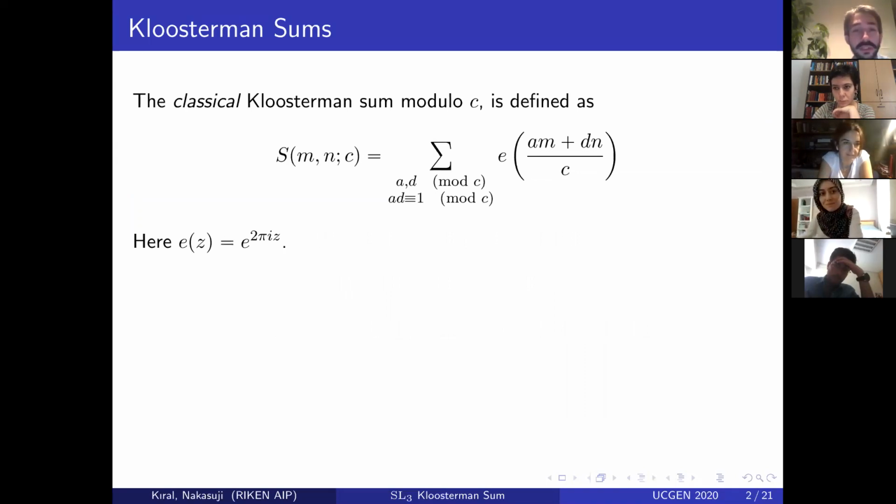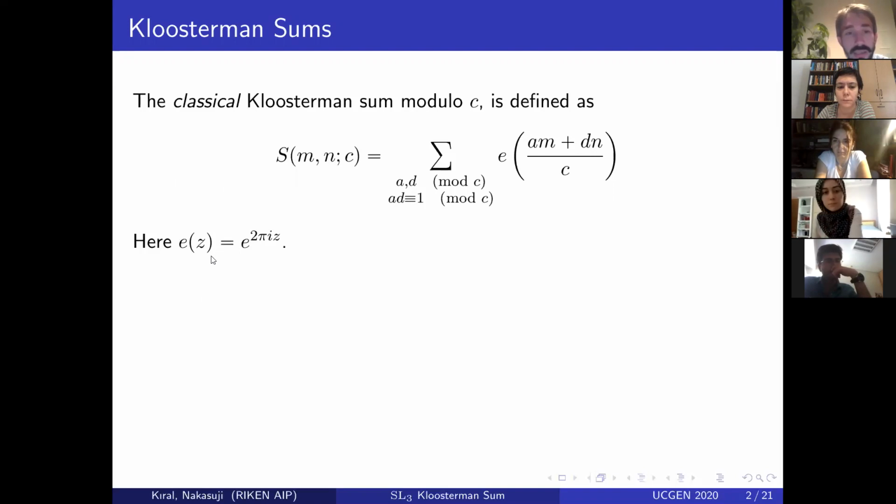So this is the Kloosterman sum, the classical one. It's a finite sum. It's an exponential sum. So here e(z) is e to the 2 pi i z. Can you all see my cursor? Can you see my mouse? I think so, yes. Okay. So I'll be using that to point at stuff.